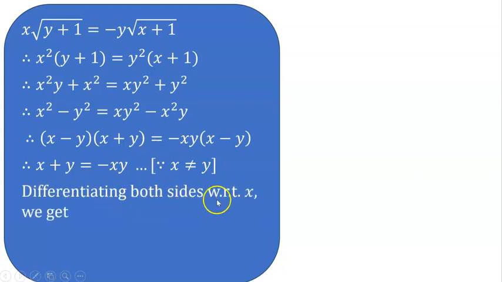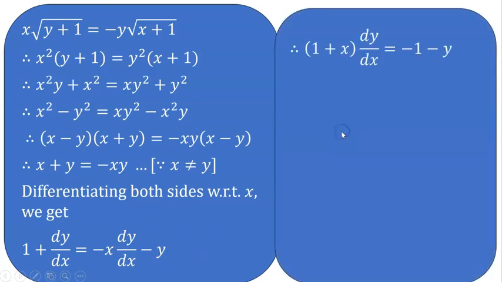Now differentiate both sides with respect to x. The derivative of x is 1, y is dy by dx. Derivative of x into y: here we will apply the product rule. Keep first x as it is, derivative of y is dy by dx, minus derivative of x is 1, therefore it's minus y. Okay, now collect the terms of dy by dx on one side. Therefore, dy by dx plus x into dy by dx, and here minus 1 minus y to the right hand side.